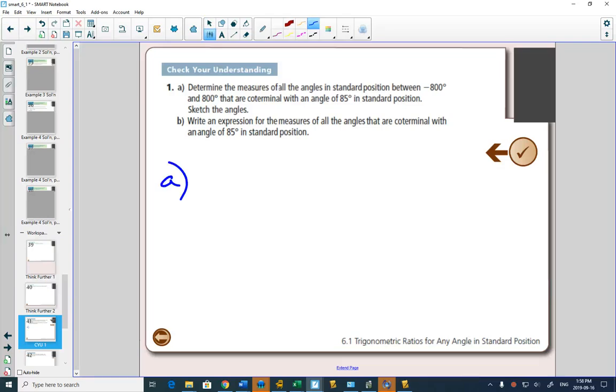In A, determine the measures of all the angles in standard position between negative 800 degrees and 800 degrees that are coterminal with an angle in standard position. Angle of 85 degrees in standard position. There's 85 degrees. And to find things that are coterminal with 85 degrees, well, they would need to end in the same place.